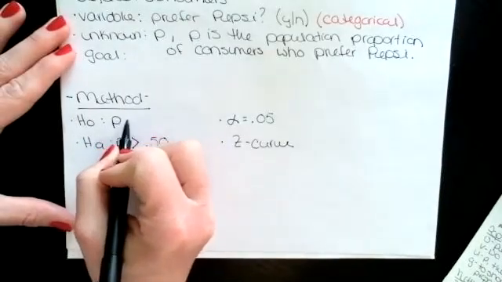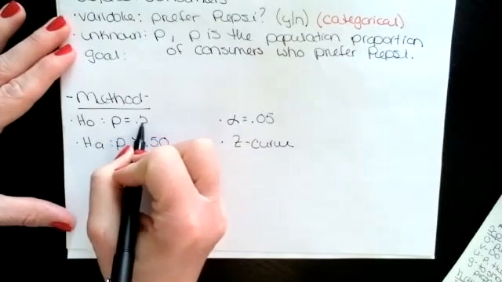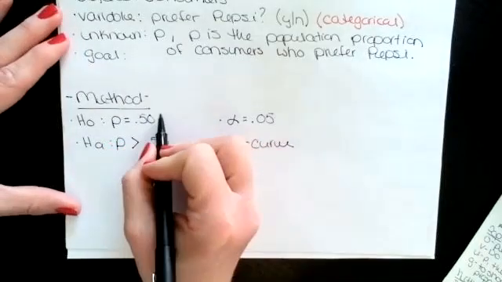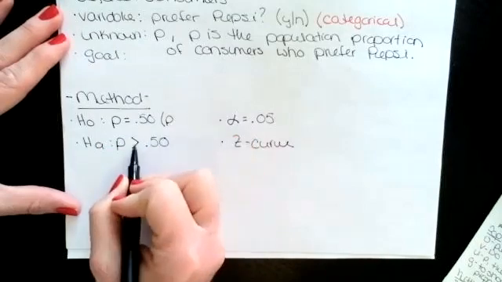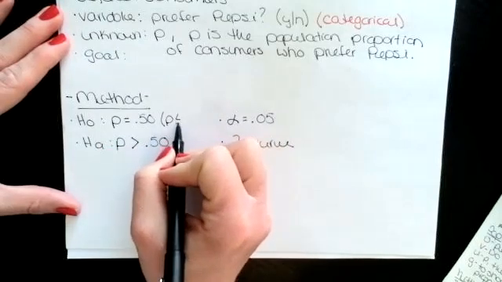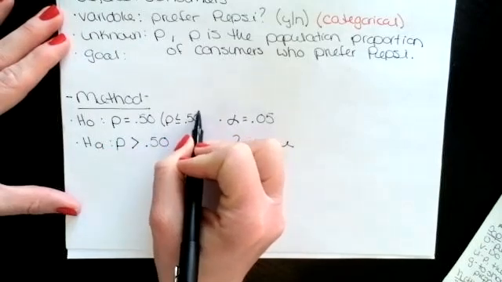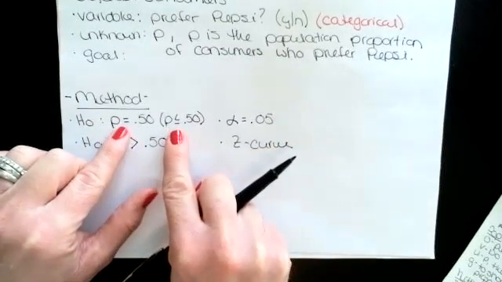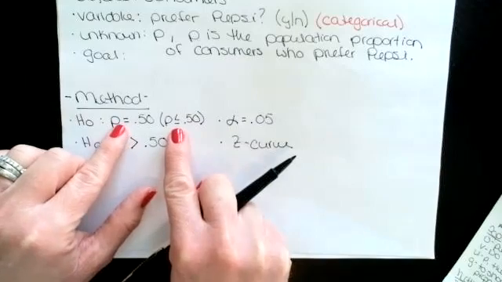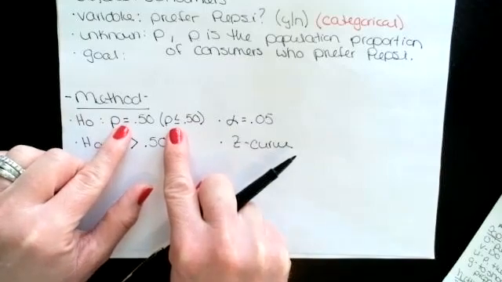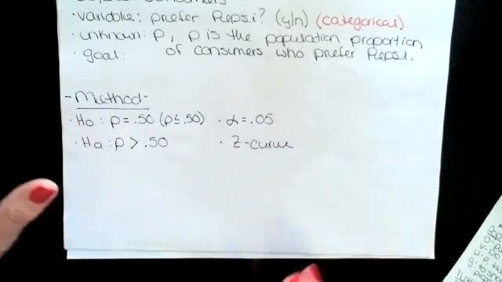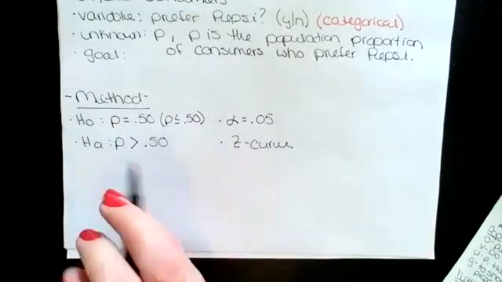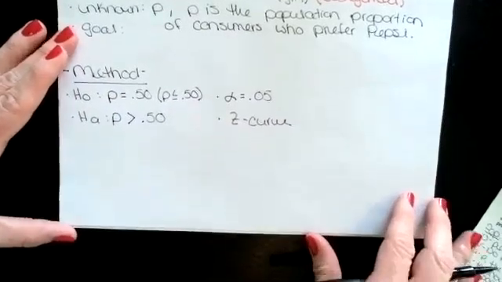I'm going to write it as P is equal to 0.50, or you could always write it as whatever the opposite of this is, so less than or equal to 0.50. Either way works. I know in algebra these two are not equivalent, but when we're looking at hypothesis tests here in stats, these two mean the same thing right now. So it doesn't matter which way you write it, either is fine with me.